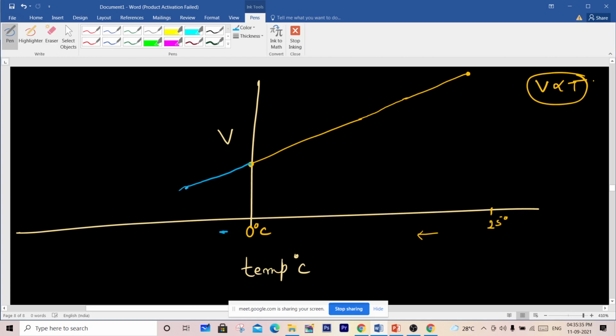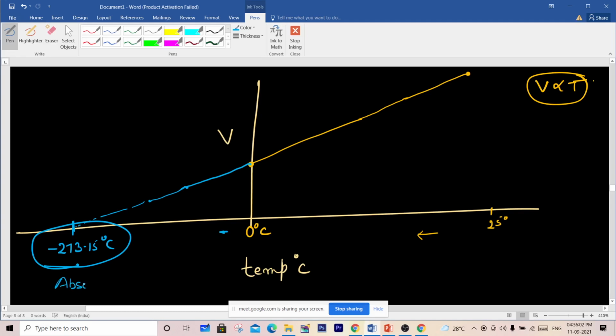I can decrease the temperature to a certain limit, and after that I can extrapolate it. Where the volume ceases to exist, the volume of the gas becomes zero, and that temperature is minus 273.15 degrees Celsius. At this temperature the volume of the gas becomes zero, and this is called the absolute temperature. Am I clear?